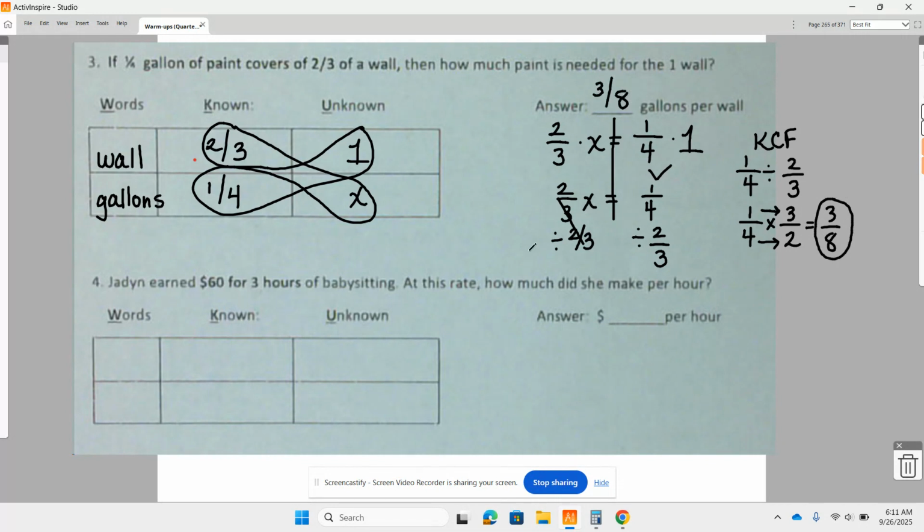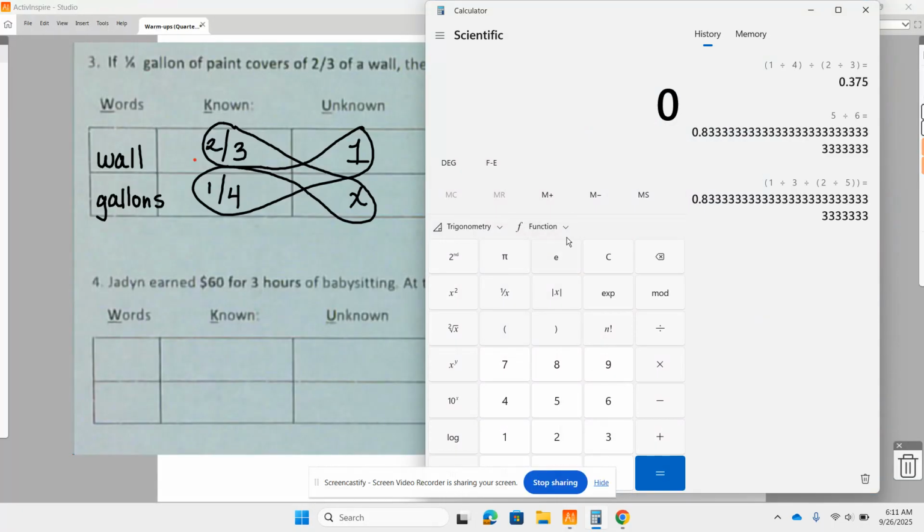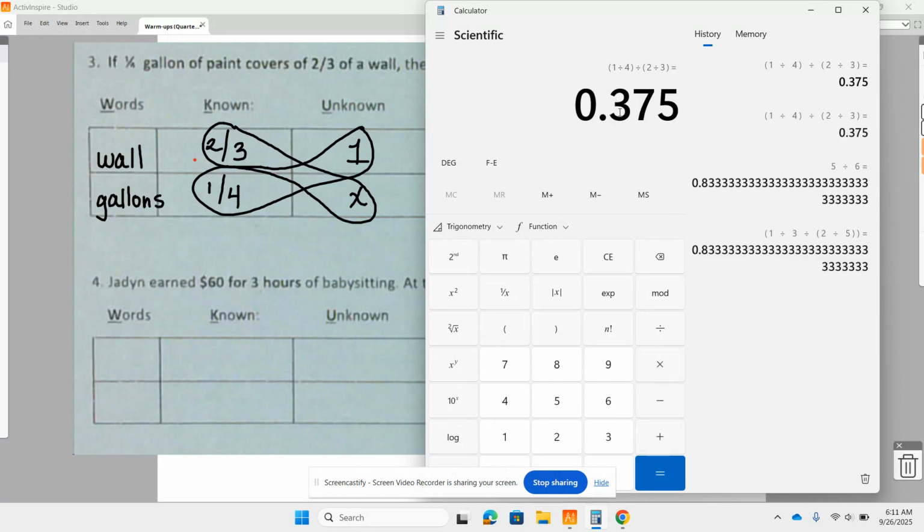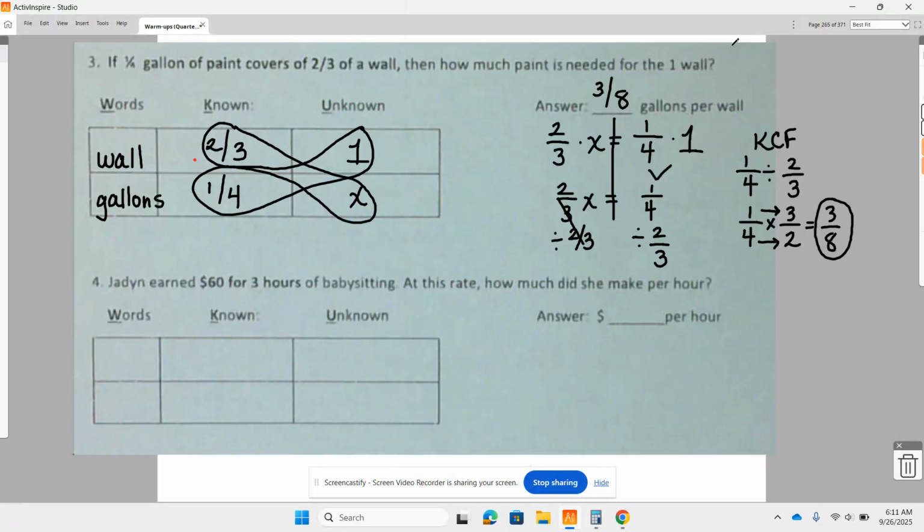Okay, now if you used your calculator to help you, want to make sure you remember something very important. My computer calculator is not the same as our black calculators, but don't forget to use your parentheses, no matter what calculator you're using, really. So I'm going to do 1/4 parentheses divided by another parentheses 2/3 and enter, and I get 0.375. That's the decimal equivalent of 3/8, 3 divided by 8. So 0.375 is also correct.